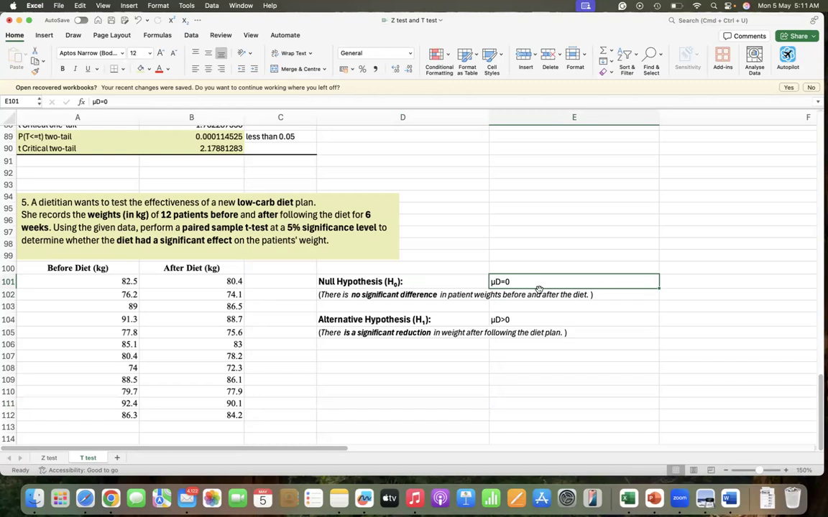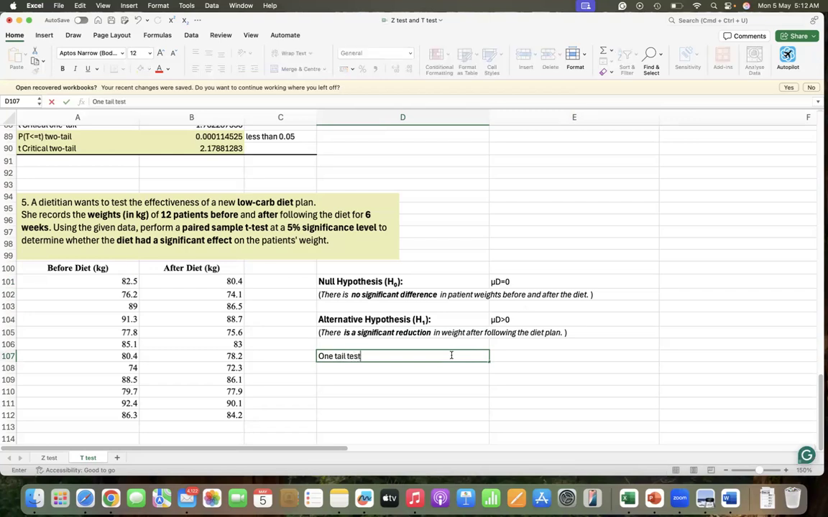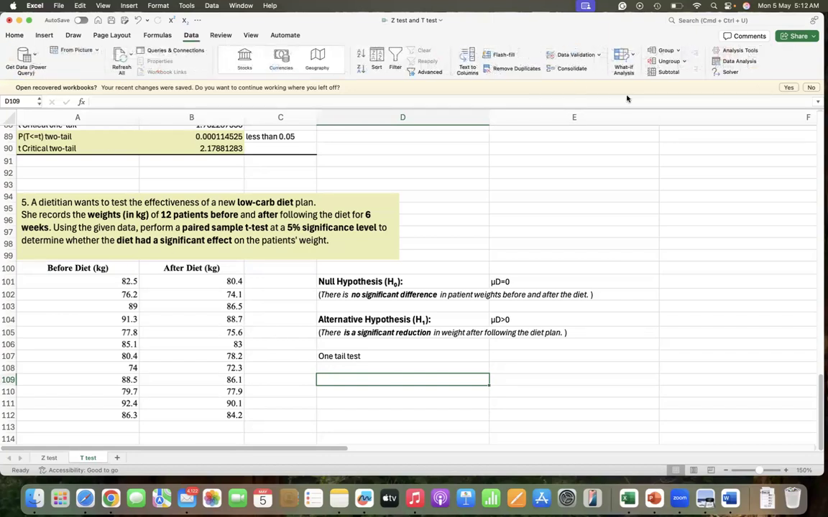But alternative hypothesis says there is a significant difference. Dietitian says. So इसमें हम कह रहे हैं UD should be greater than 0. Greater than 0 means ज़्यादा significant reduction होगा. So since this is होगा, जितना already है status quo उससे कम होगा. So that means this is one tail test. डाइट से बढ़ भी सकता है और कम भी हो सकता है, ऐसा नहीं कहा. इसलिए हम टू टेल नहीं कह रहे. हम क्या कह रहे हैं? वन टेल.